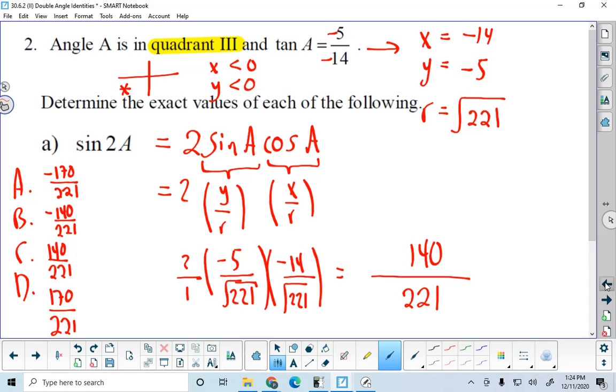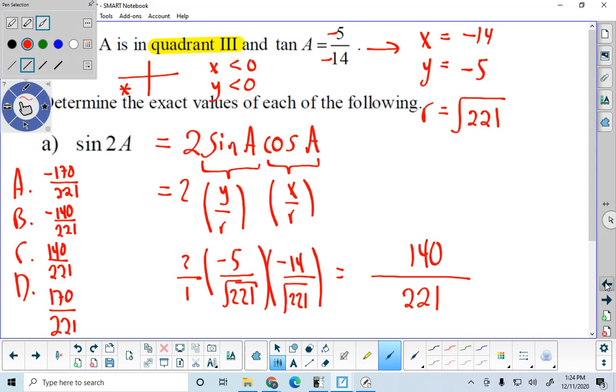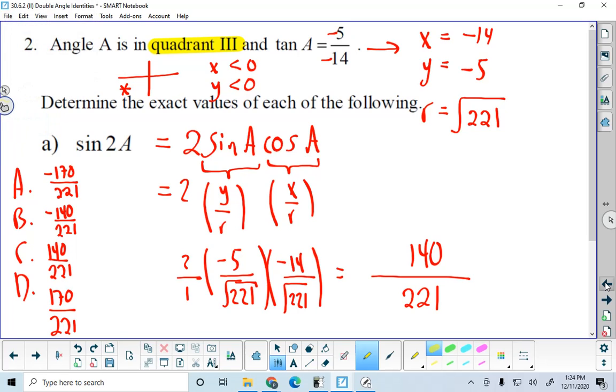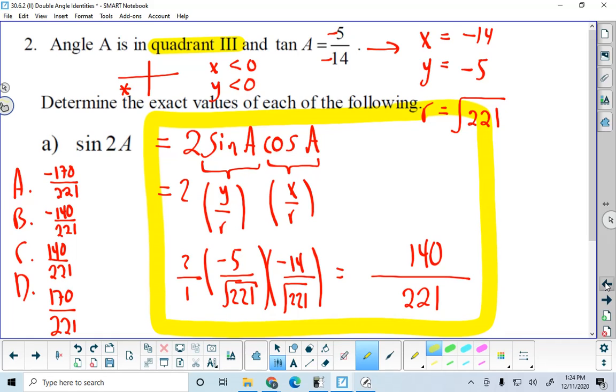And I will tell you right now, this is from experience, when I have this question on an exam, way too many students end up picking B for the answer, even though they've done all of the math we did that you're looking at. I see their work on their exam, and then they choose B. And I understand why they choose B. They choose B because they get 140 over 221, but then they look at the question and they say, well, the angle is in quadrant 3. So sine must be negative.